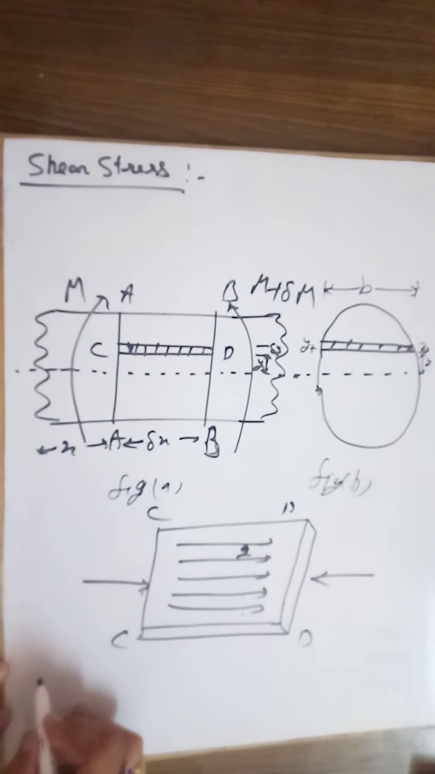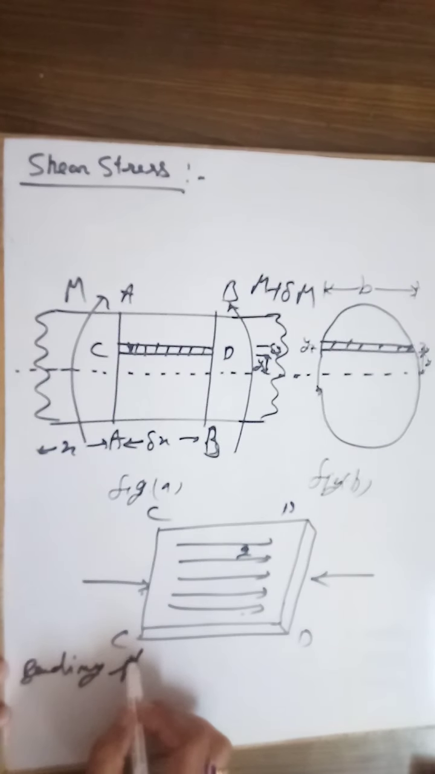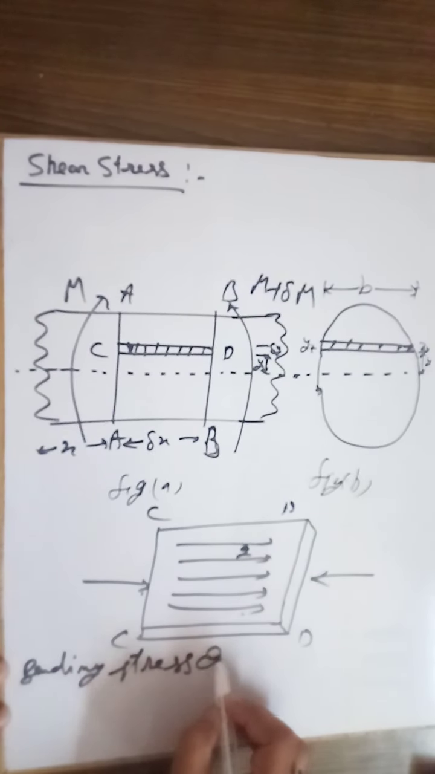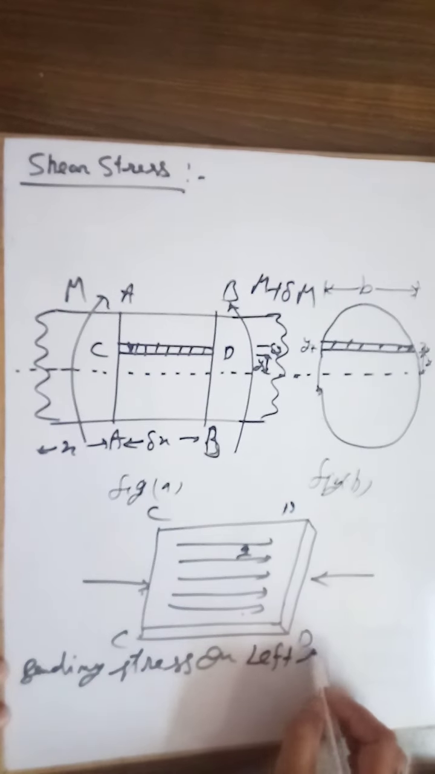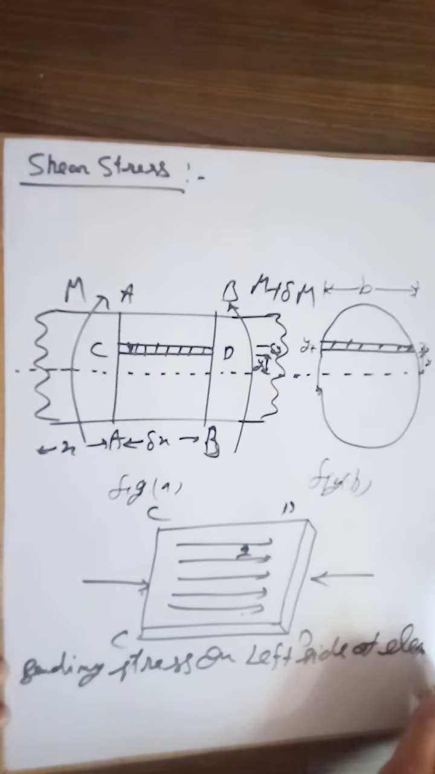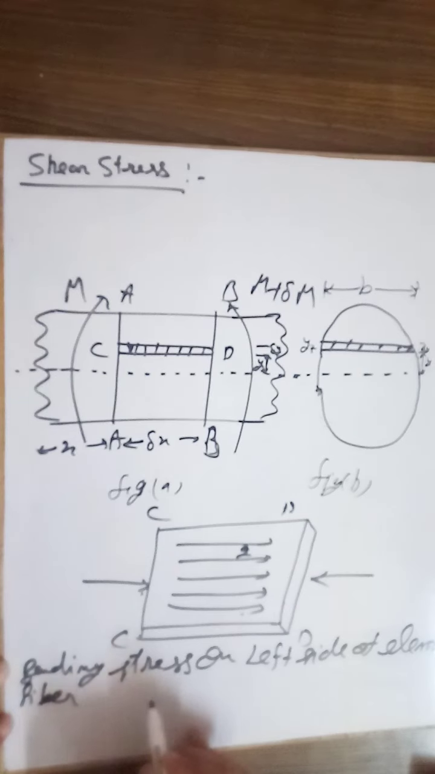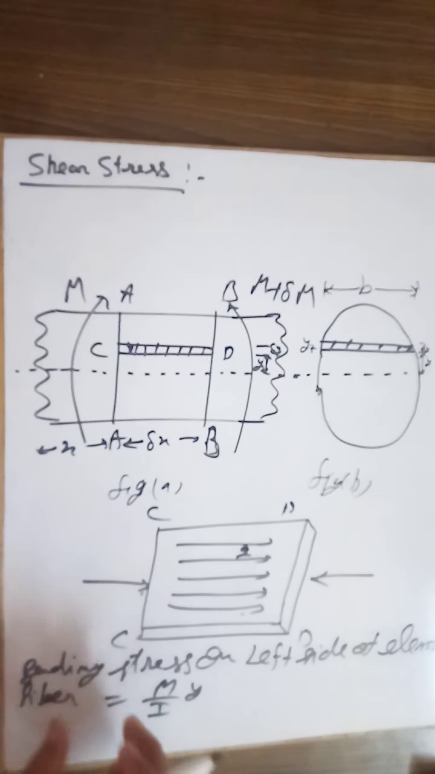So the bending stress on the left side of the elemental fiber can be written as M upon I into Y. Okay, so this is the bending stress.